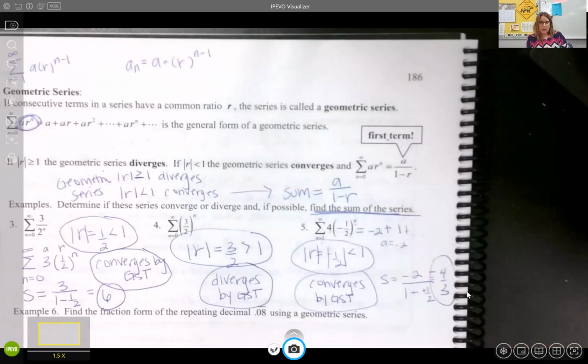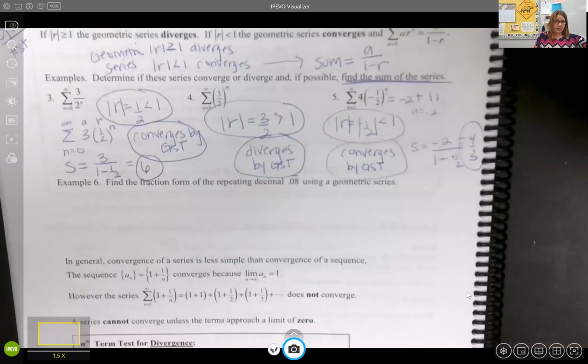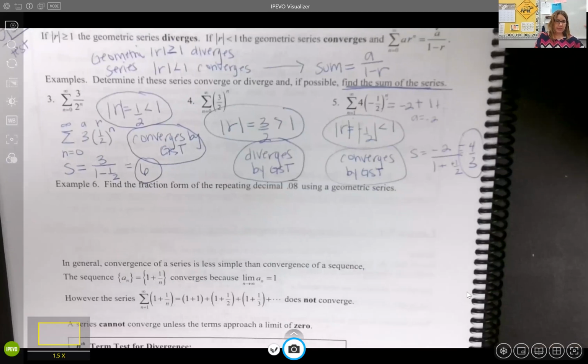And that converges. So that's your first test, the geometric series test. If I were you, I would start a separate paper and write down convergence and divergence tests. And this is your first one, geometric series. Okay. Now, let's do one more example before we get into the next test.